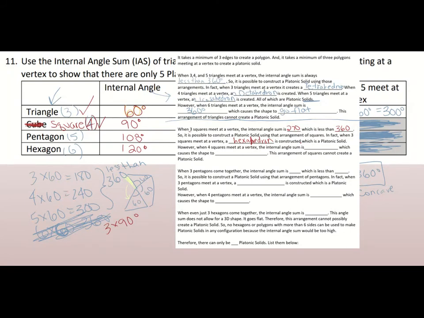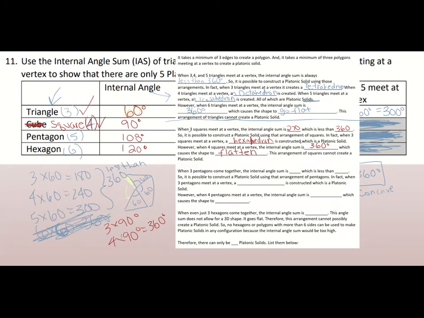However, when 4 squares meet at a vertex, the internal angle sum, 4 times 90 equals 360. That's where I'm getting this number from. The internal angle sum is 360 degrees, which causes the shape to flatten, or to become two-dimensional.